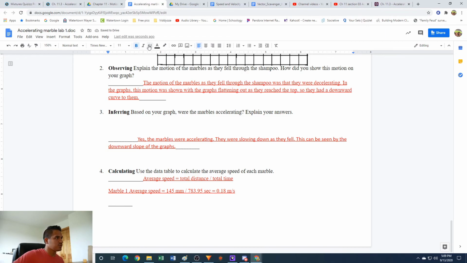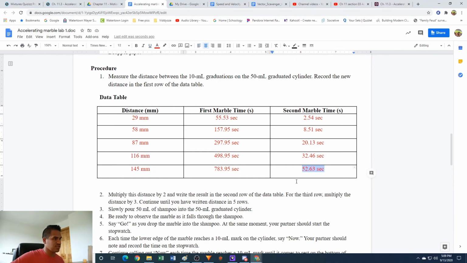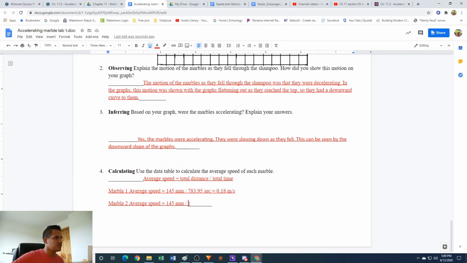And as for marble 2, average speed equals, it's going to be 145 millimeters because they both fell the same distance. But marble 2 had a time of 52.63 seconds. So let's just copy paste this down here. 52.63 seconds, there we go. And that is going to be equal to, so let's see, 145 divided by 52.63. We get 2. I guess we'll go 2 decimals, so 2.76 meters per second.